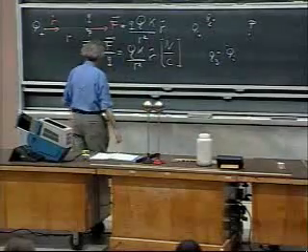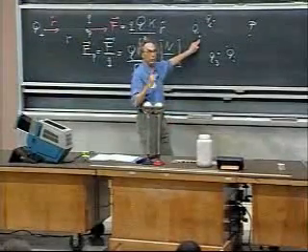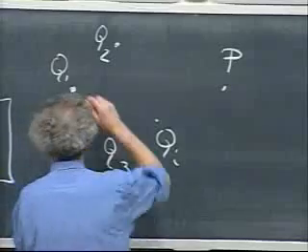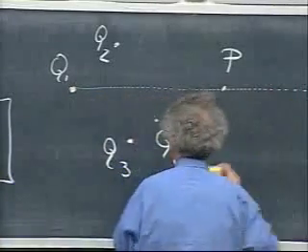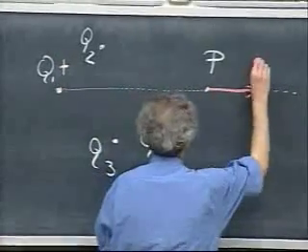So now I can say, what is the E field due to Q1 alone? Well, that would be, if Q1 were positive, then this might be a representation for E1.